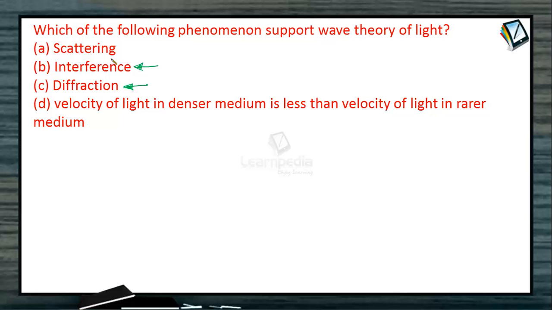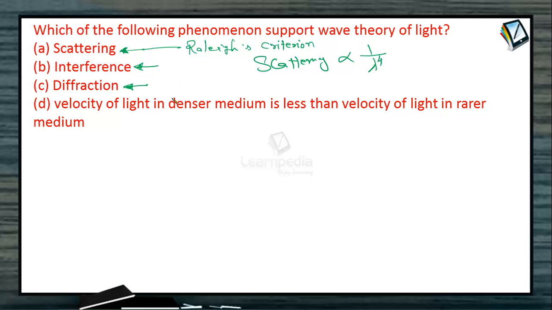Okay, and as far as scattering is concerned, scattering is also attributed to the wave theory to a certain extent, because if you have heard of Rayleigh's criterion for scattering, that scattering is inversely proportional to the fourth power of the wavelength.